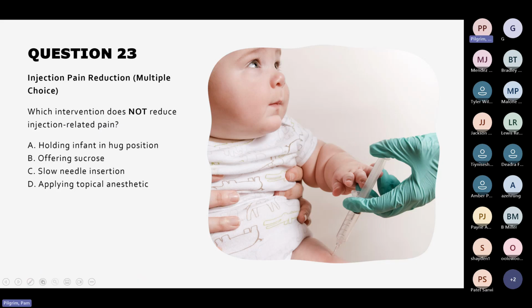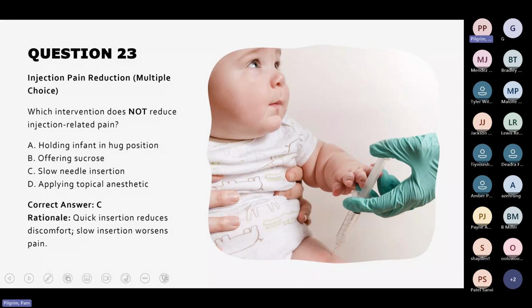And then injection pain reduction, multiple choice. Which intervention does not reduce injection-related pain? We talked about several different things that we wanted to do to reduce the pain. Which one does not reduce the pain? A lot of people getting the right answer. So we want to do a quick insertion that reduces pain, but a slow insertion would worsen pain.